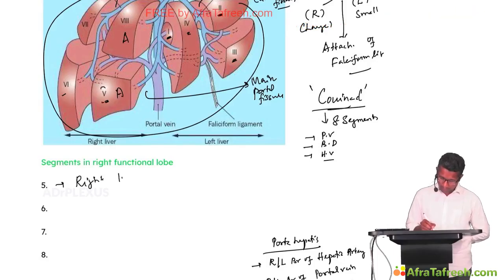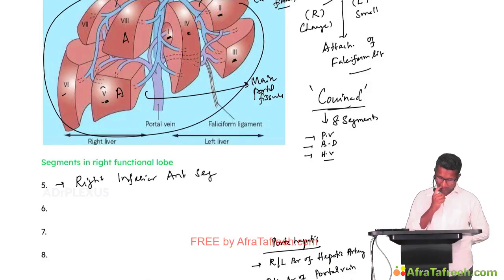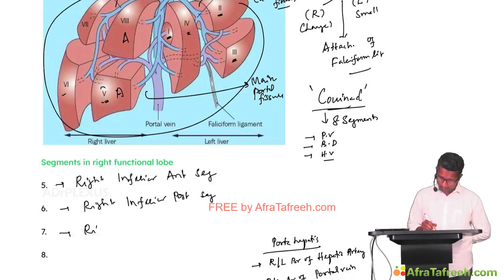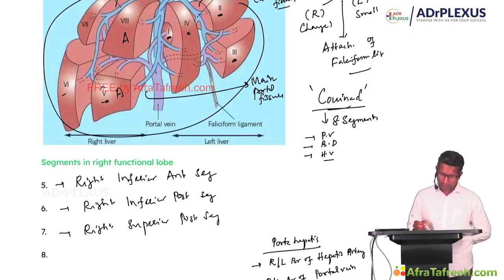This is right inferior anterior segment. The 6th is the right inferior posterior segment. The 7th, which is seen here, is the right superior posterior segment. It is called the right superior posterior segment.